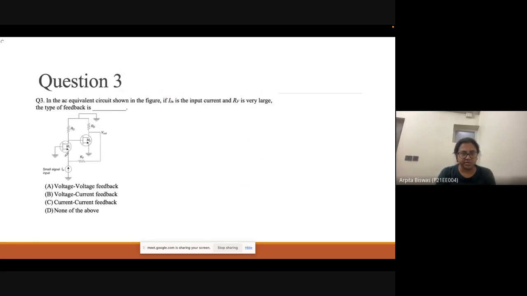This is question number 3. In the AC equivalent circuit shown in the figure, if I input is the input current and Rf is very large, the type of feedback is. So carefully see the circuit and try to find out the answer. The first option is voltage feedback. The second option is voltage current feedback. The third option is current feedback. And the last option is none of the above. So take your time and then try to solve the question.